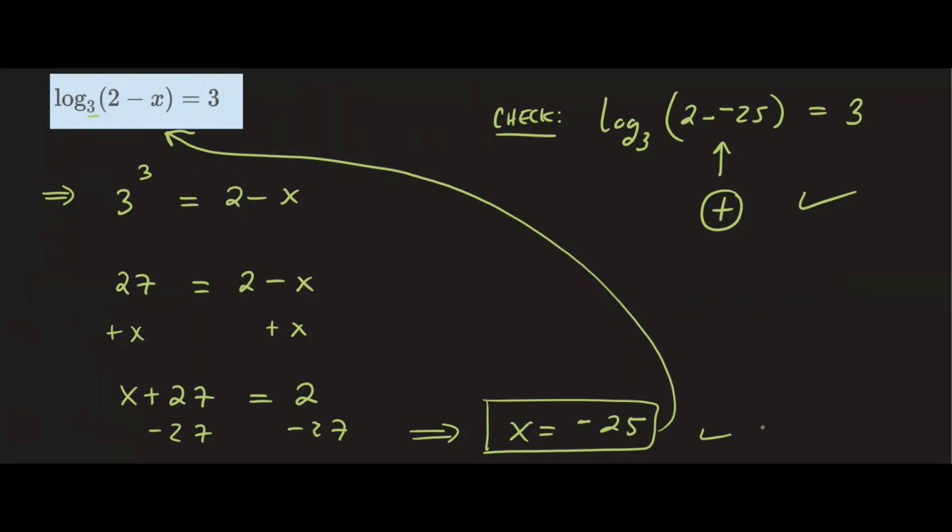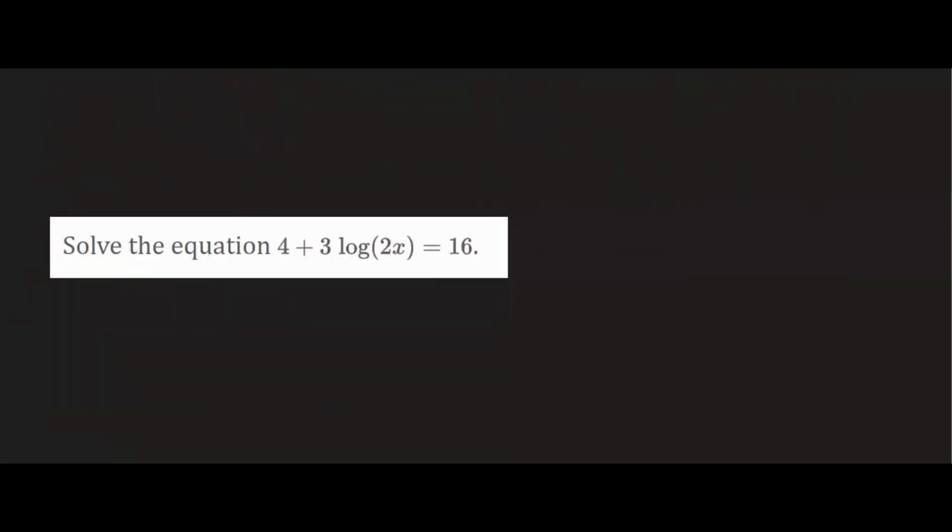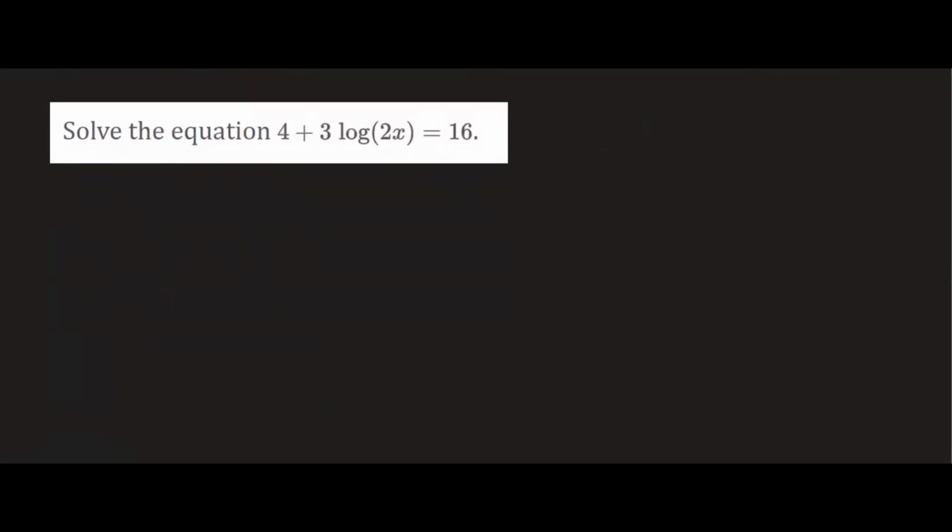All right, let's take a look at our second example. Here's another example. Again, we're going to be using the definition to rewrite. I'm going to try to isolate the expression with the logarithm, which is this piece right here. So we're going to have to subtract 4 first. So we have 3 log of 2x is equal to 16 minus 4, which gives us 12. Then I can divide both sides by 3. So we have log of 2x is equal to 12 divided by 3, which is 4.